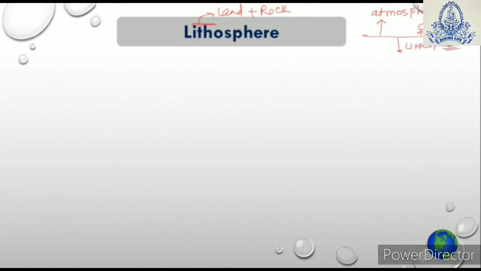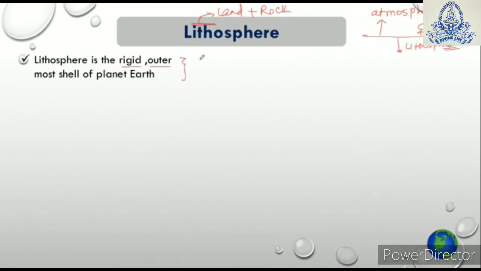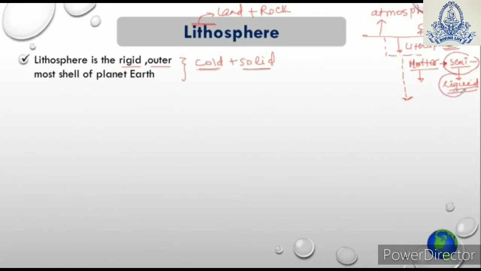So lithosphere is basically the rigid outermost shell of the planet Earth. When I say rigid, which means cold and solid. Now here, why do I say cold and solid? Because as you move below the lithosphere towards the core of Earth, you will find the Earth becomes hotter. As the Earth is getting hotter, the higher temperature doesn't allow the material to stay in solid state. Therefore, the materials are existing in semi-liquid states and then near the core, the material exists in liquid state.